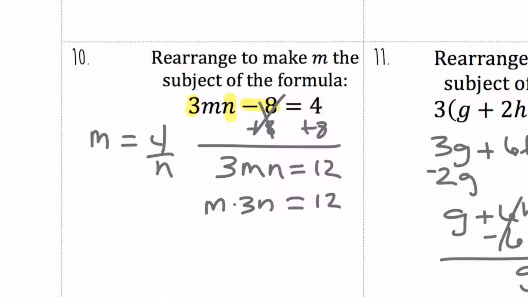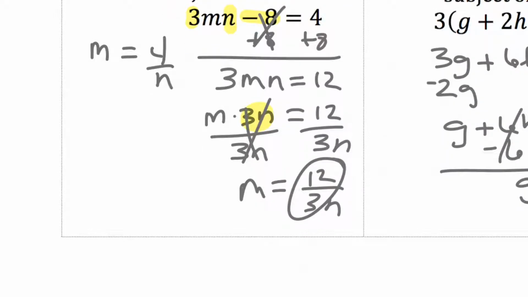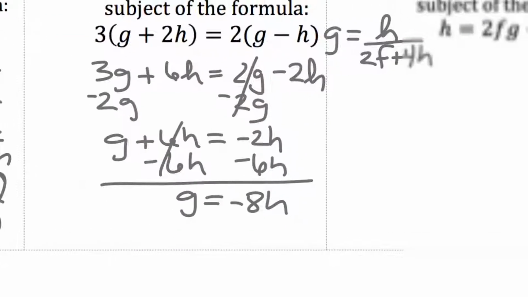And I know that I'm multiplying by 3n, so I want to get rid of that, so I'm going to divide both sides by 3n. Cancel, cancel. We get m equals 12 over 3n, but 3 goes into 12, so I know this is actually 4 over n, and that's our answer for that problem. Take a look at the next problem.